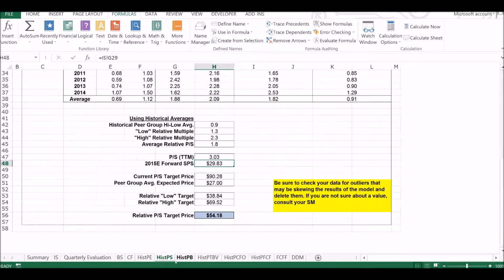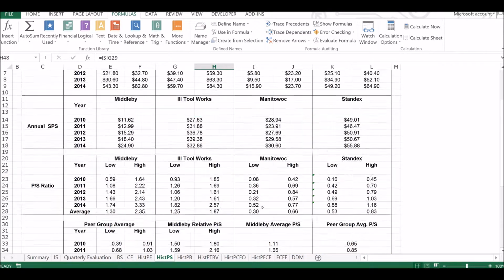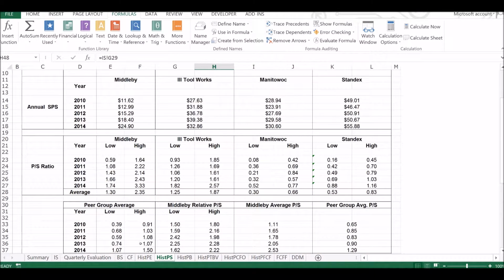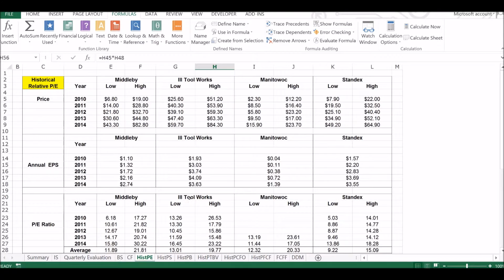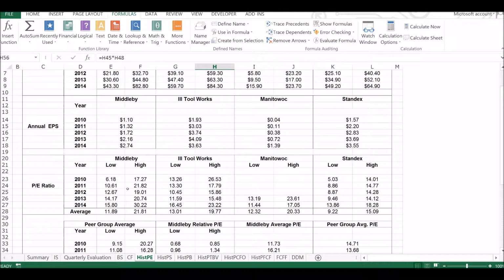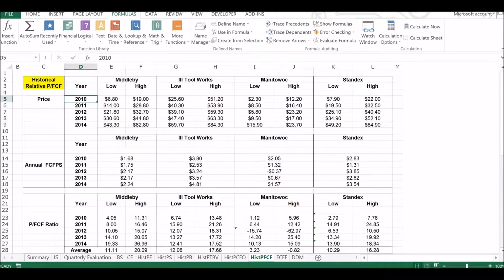So historical price to sales is the least comprehensive and should only be used if your PE model has a lot of negative numbers, a lot of outlier information, a lot of missing information that can skew the target price valuation. So if your PE model is riddled with outliers and negative numbers, you can't use it. And you can then therefore not use price to cash flow from operations or price to free cash flow either.